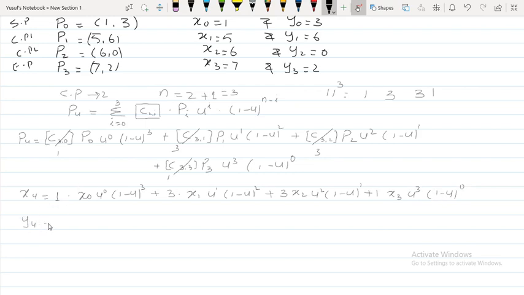Similarly, we can write the equation for y. 1 y0 u raised to 0 will be 1, (1 minus u) cube, plus 3 y1 u raised to 1 (1 minus u) square, plus 3 y2 u square (1 minus u) raised to 1, plus constant 1 y3 u cube (1 minus u) raised to 0. So (1 minus u) raised to 0 will be 1.